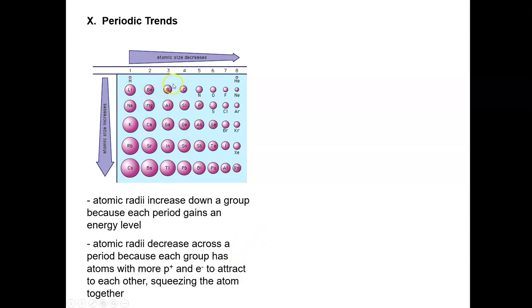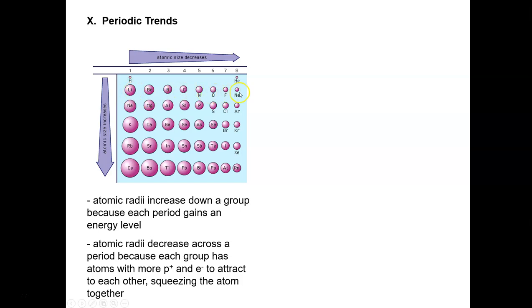Okay, so the atomic radius gets smaller as you go across the periodic table because each of these atoms has more and more protons in its nucleus. Right? Lithium is number 3 on the periodic table, so that means it only has 3 protons. But neon, on the other end of that same period, has 10 protons in its nucleus. And remember, protons are positive, electrons are negative, so that means that the positives are going to attract the negatives. The protons are going to attract the electrons even more if there's more protons.